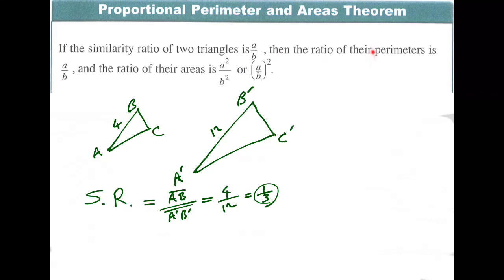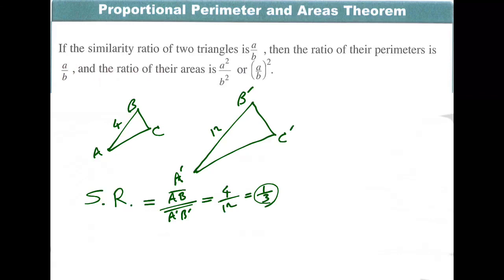So according to this theorem, if I take the perimeter ratios, if I find the perimeter of this triangle, remember perimeter means adding all the sides. So you should add AB to BC and to AC. That will be the perimeter of this triangle. And if I find the perimeter of this triangle by adding up the sides here, and if I divide the perimeter of this triangle by the perimeter of this triangle, the answer will be the same number as the similarity ratio. So that's what this theorem tells us. If the similarity ratio is A over B, then the perimeter ratio is the same number, A over B.